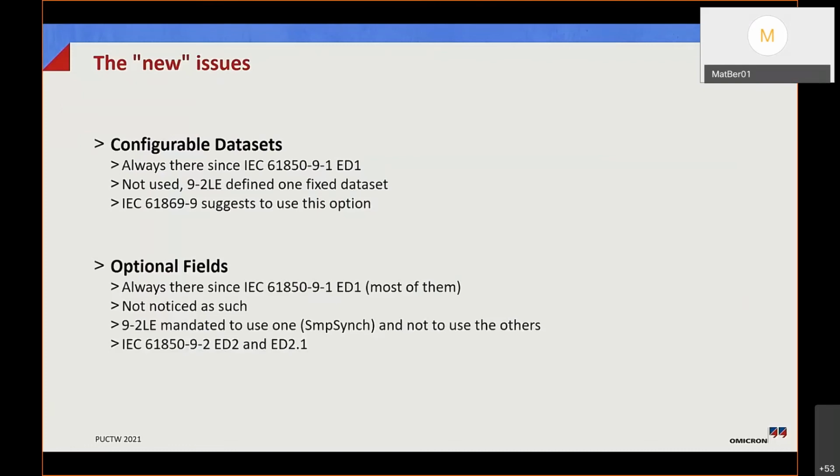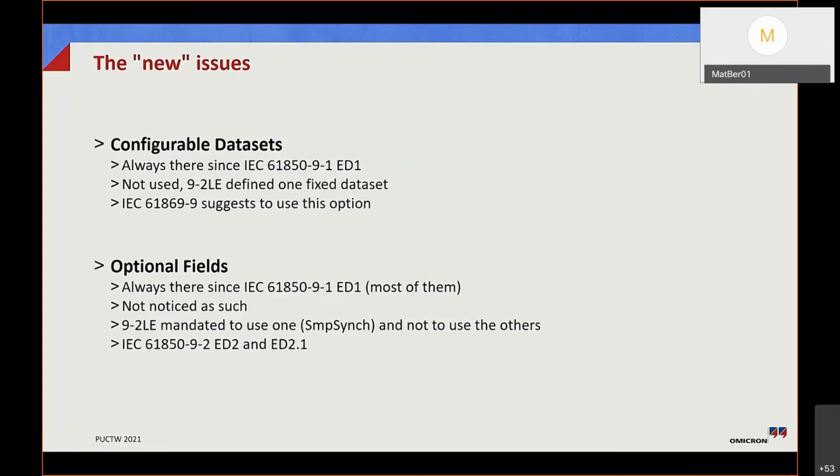9-2 did always allow to configure datasets, but it was the implementation guideline that said, no, we don't use these variants. We use this one fixed dataset. And as said, 61869-9 suggested to go beyond that.